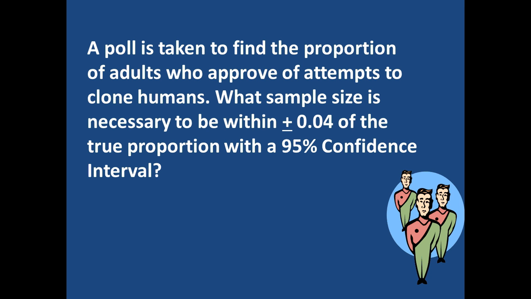Okay, so one other thing here. Let's say a poll is taken to find the proportion of adults who approve of attempts to clone humans. And this is one of those, what sample size is necessary? Let's say we want to be within 0.04. We want the margin of error to be only 4%. Of course larger sample sizes give you smaller variation, so what kind of sample size would we need to get this 4%?